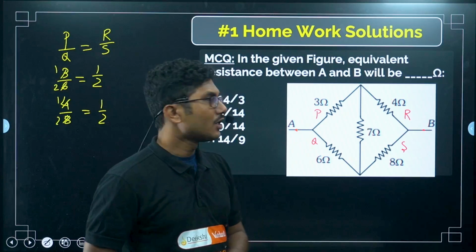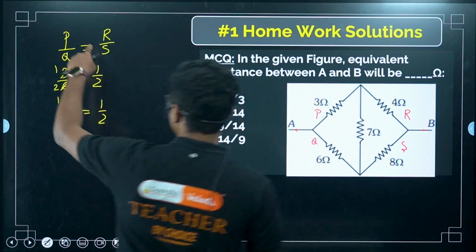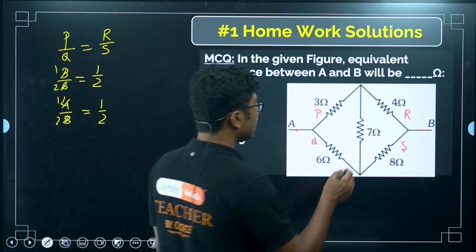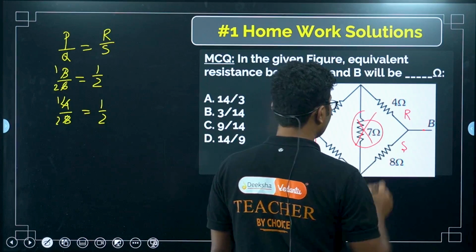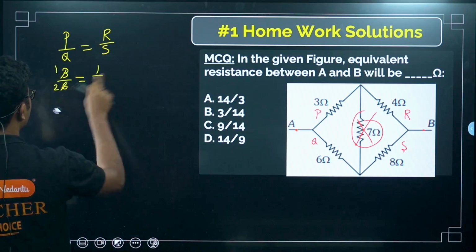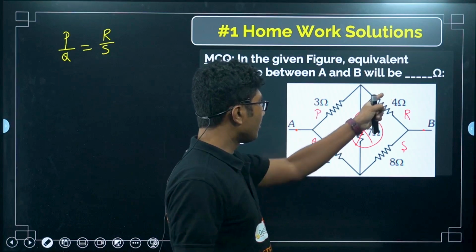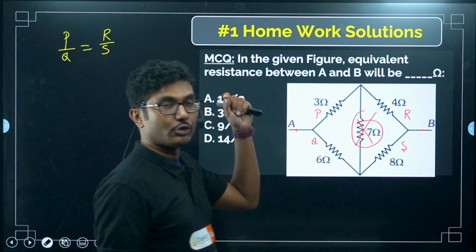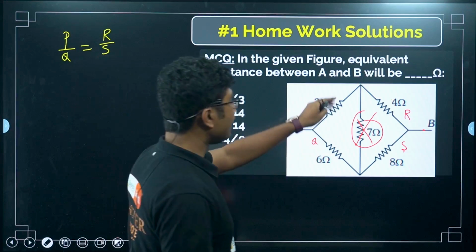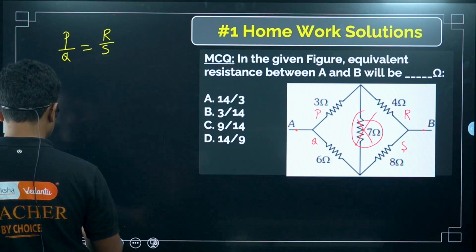So they are obeying this relationship, P by Q is equal to R by S. So we can simply say this resistor is no longer connected, so we can ignore it. You have to be careful and smart while checking this condition. You don't need to calculate it the way I did. You should see, okay, 3 by 6 is half, 4 by 8 is half, so the condition is satisfied. You just need to check, and if you are sure, then you can immediately remove this resistance and think about the equivalent resistance.